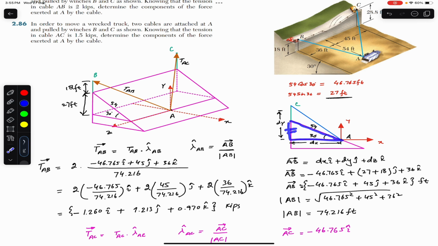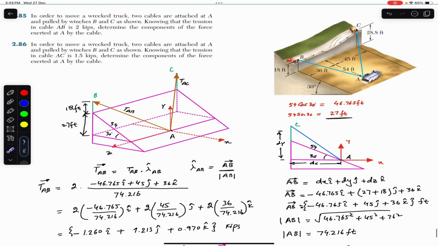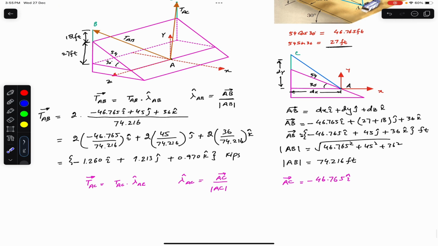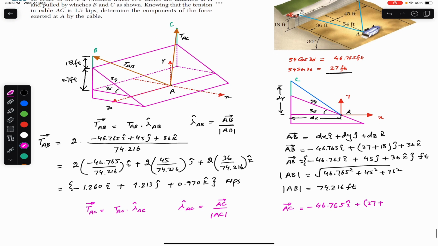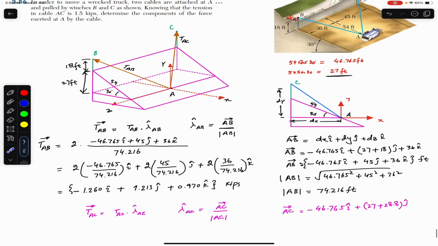And now point C is 28.8 feet. So now this distance is 28.8 feet, right? So dy will be plus 27 plus 28.8. And this is in the positive j, right? The separation between point A and C. In order to reach that point C along the y-axis, we need to travel the distance in the positive y direction. So this must be positive.